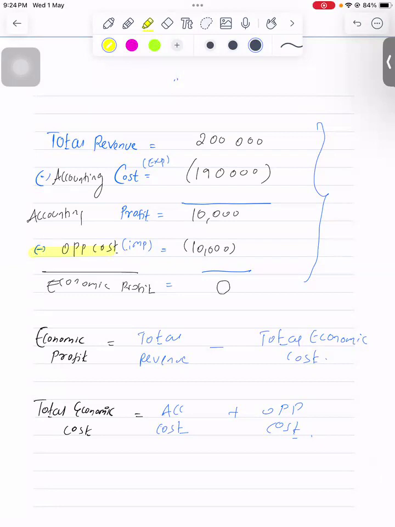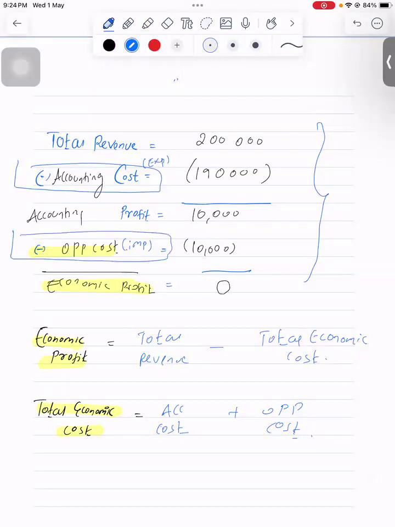Yes. So when you subtract economic cost, then you will get economic profit. Okay. Look at this bottom line. This bottom line is economic profit. To calculate economic profit, we are deducting 2 types of cost. One is accounting cost and one is opportunity cost. These 2 costs we are subtracting.